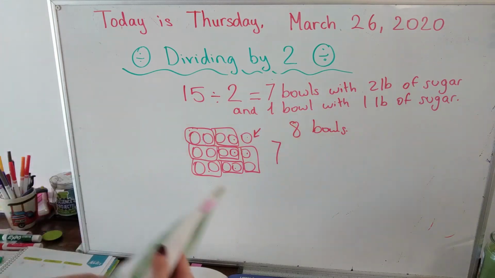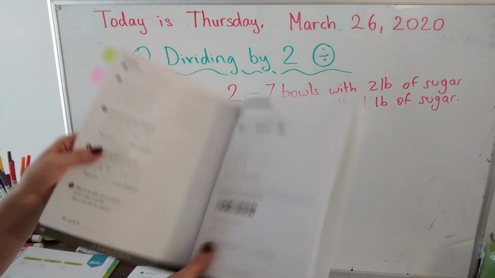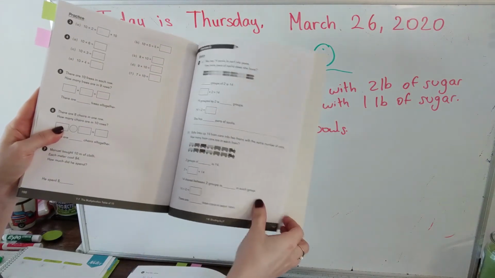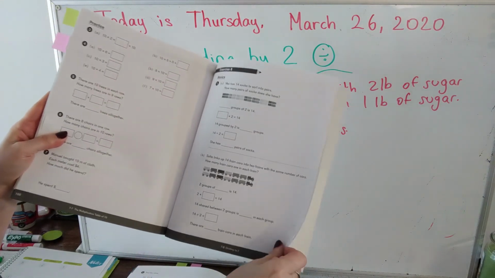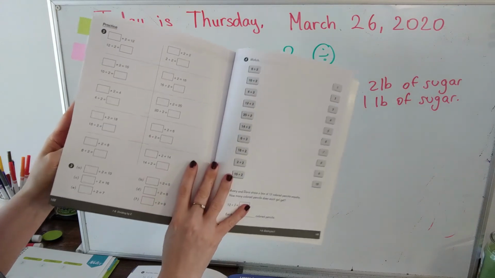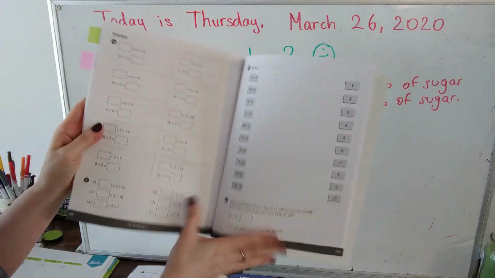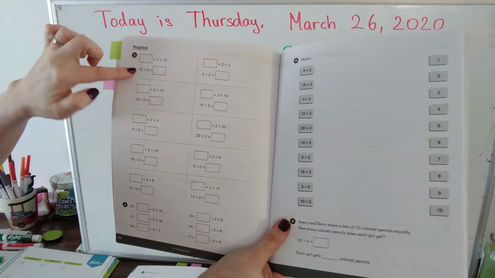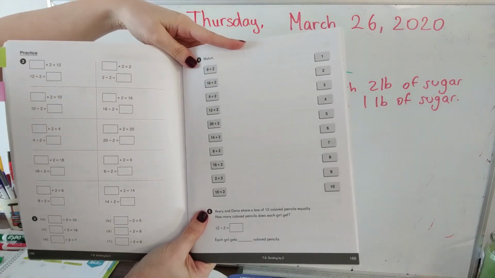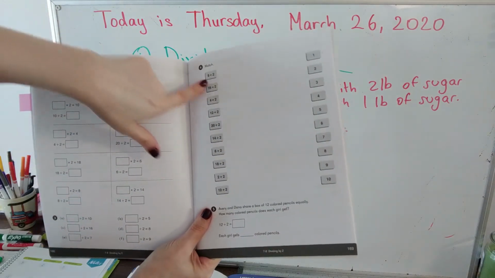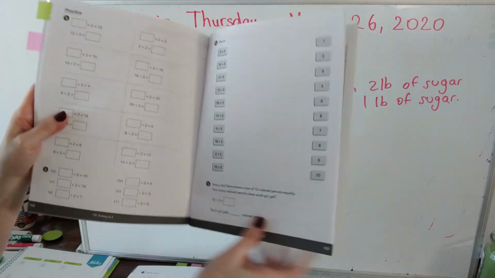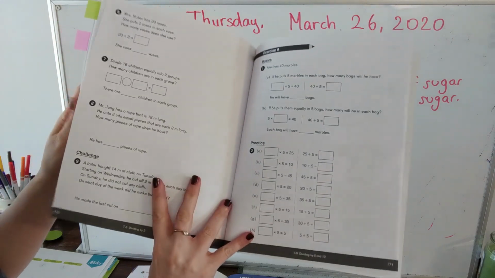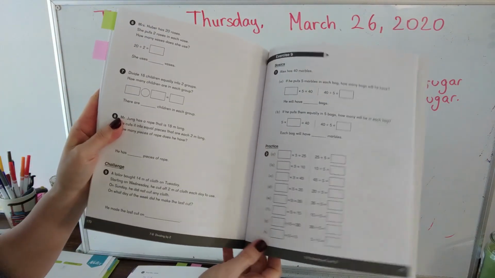Let's now open to your workbook. To exercise 8, you're going to work on the same things that we worked on together. You're going to read these word problems and write your representation. On the next page, you are doing some multiplication and division problems. And then here on the next page, you're going to do some division problems and draw a line to their matching answers. And number 5 through 9 are some more word problems. And this is the last page you'll be working on today.